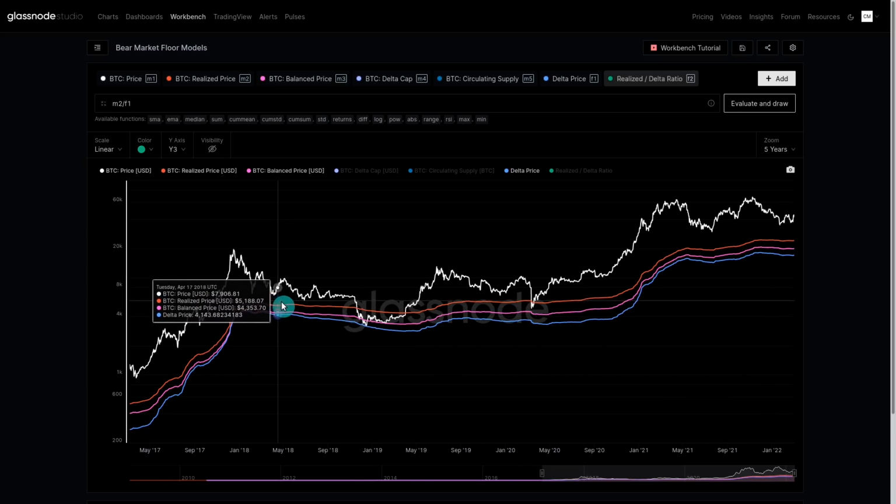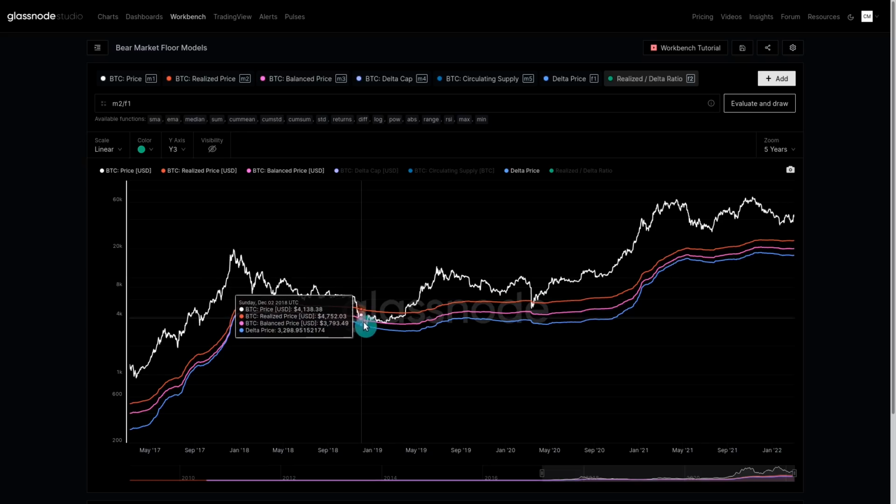So typically speaking, that realized cap provides a psychological support level during a bear. You can see that most of the wicks of these particular candles did come down and touch that realized price, but it wasn't until the end of the floor when we actually traded below it. So whenever the price is trading below the realized cap or the realized price, it's historically been one of those very, very significant accumulation zones, a generational bottom.